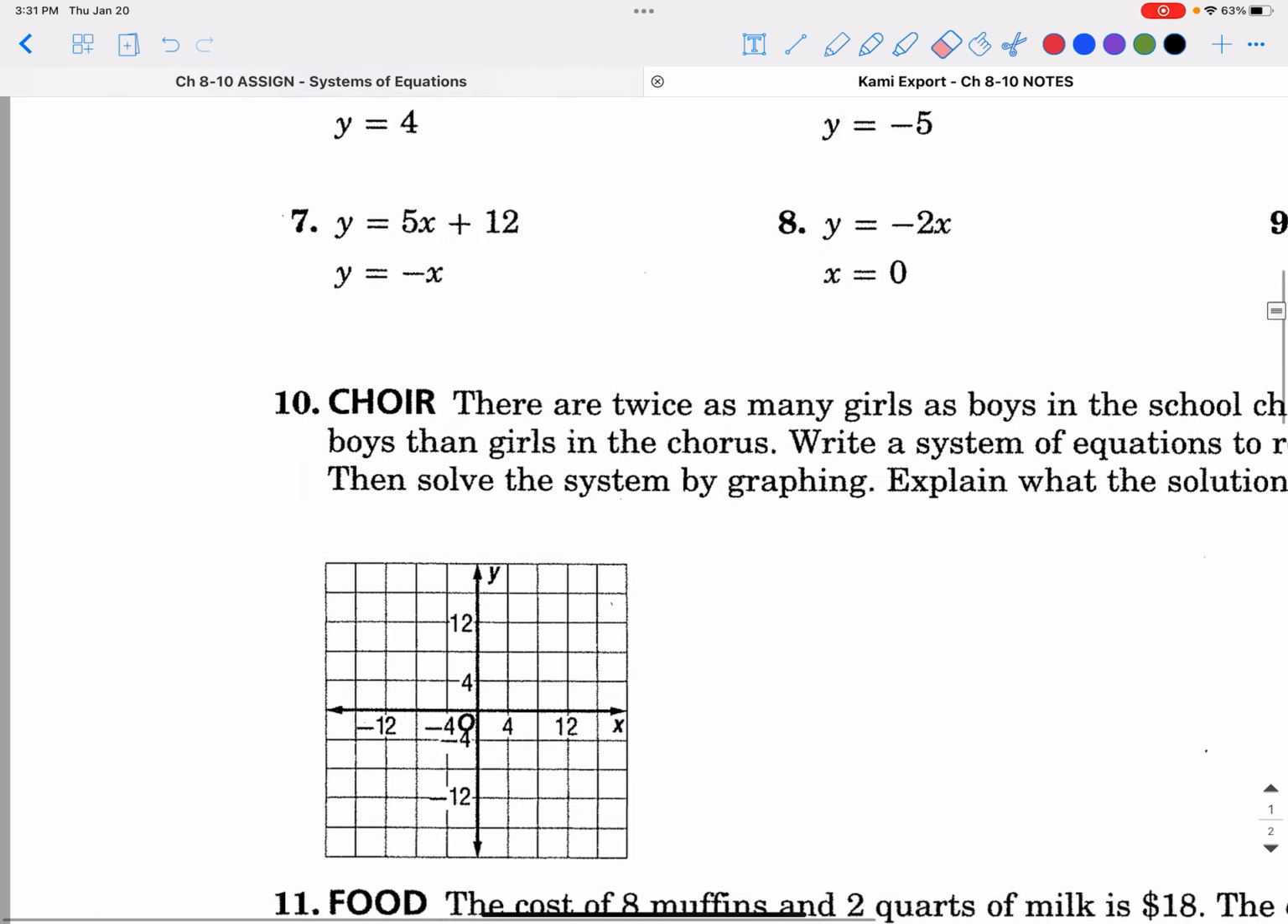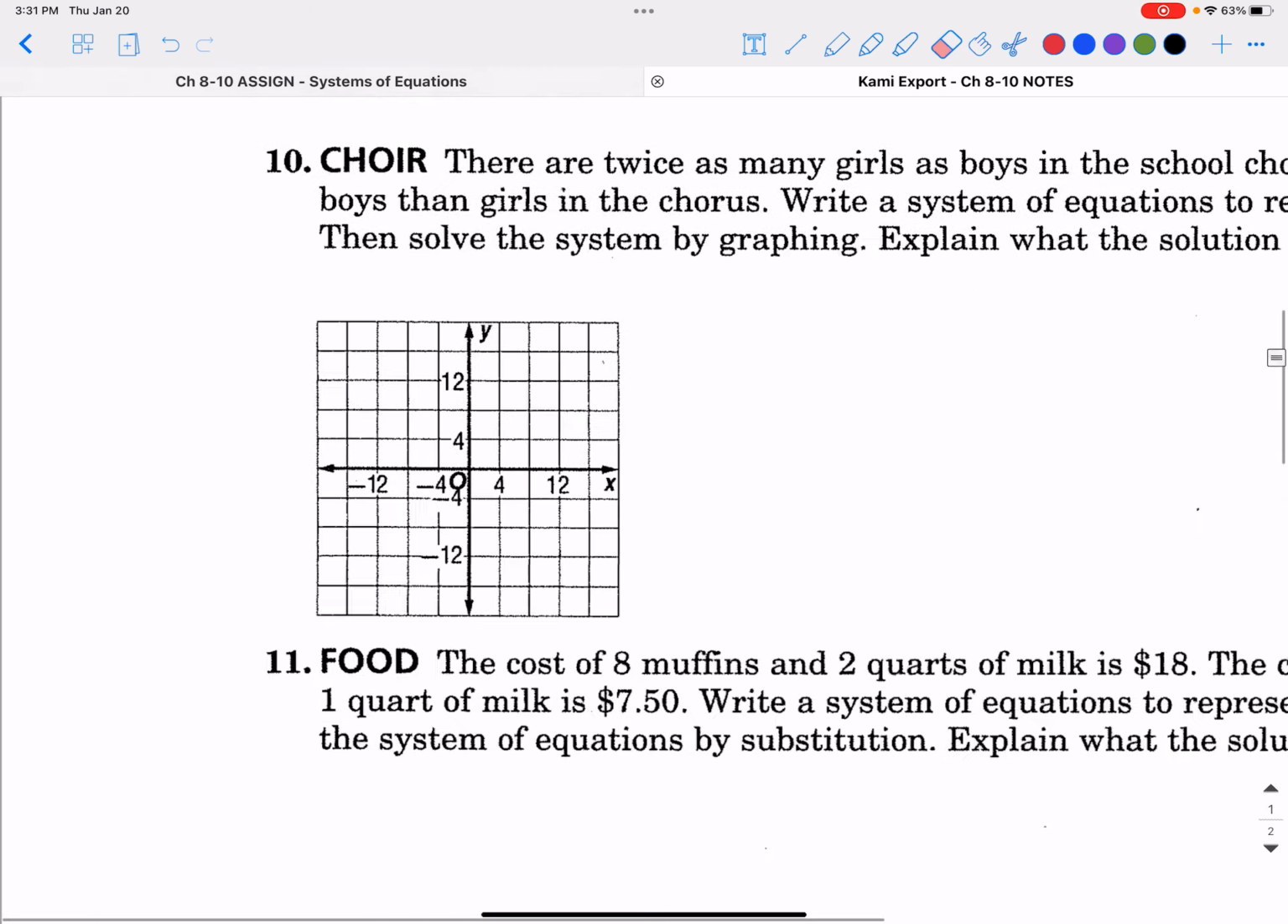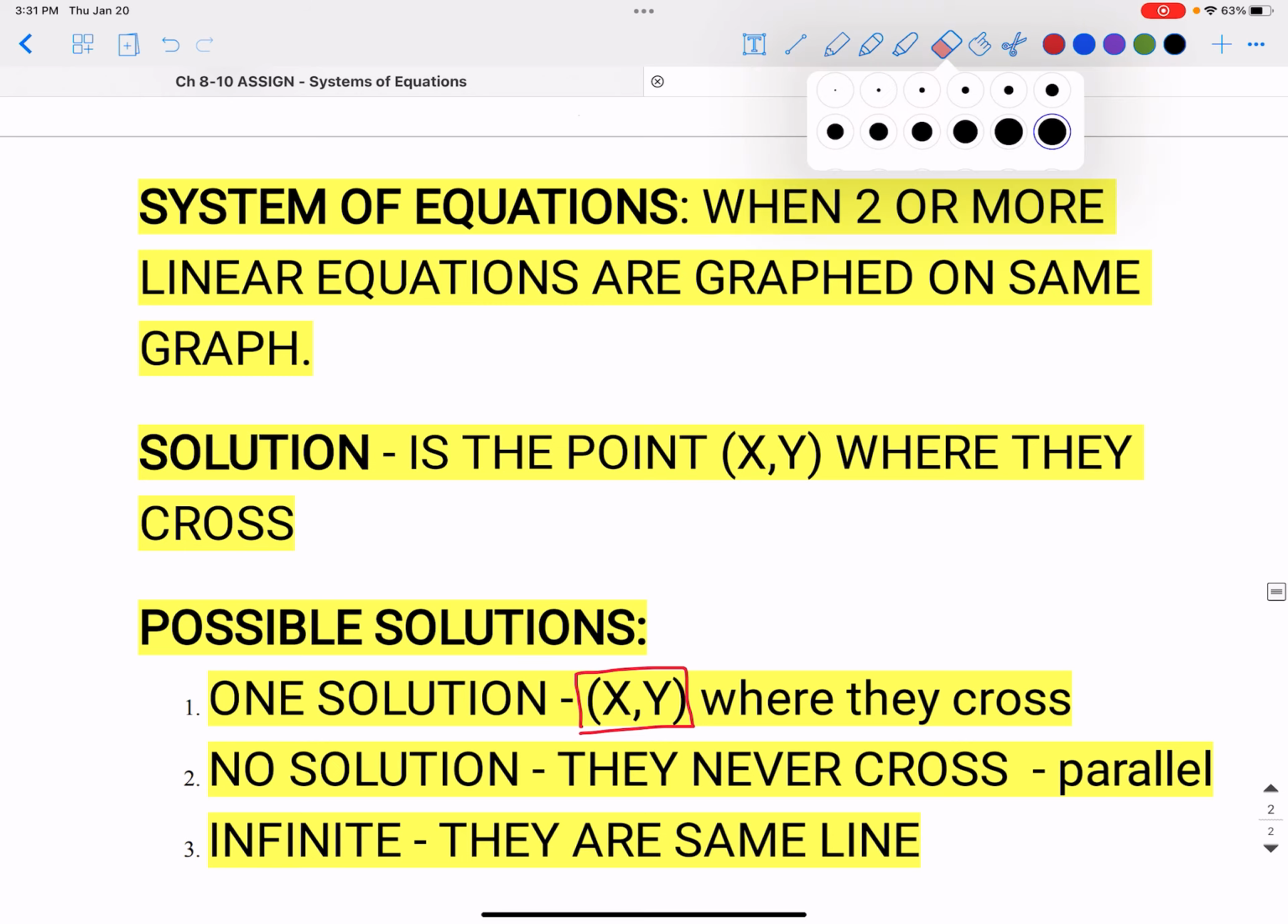Since it's new, I want you to pause this video and write down first the definition of a system of equations, which is when two or more linear equations are graphed on the same graph. The solution to a system of equations, if there is one, is the point, which you're going to write as an xy coordinate, where they cross.